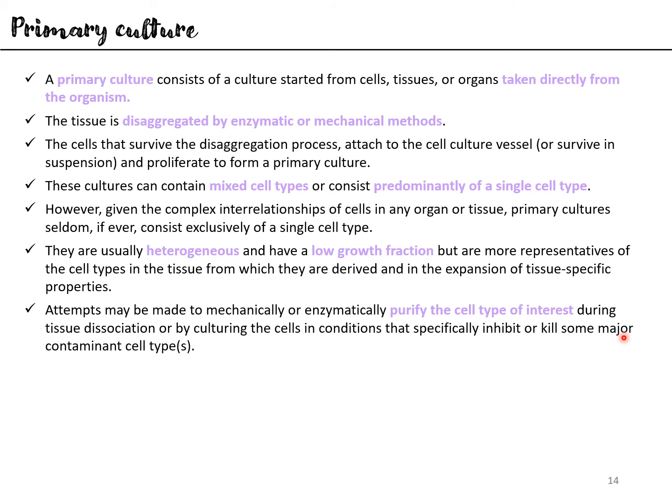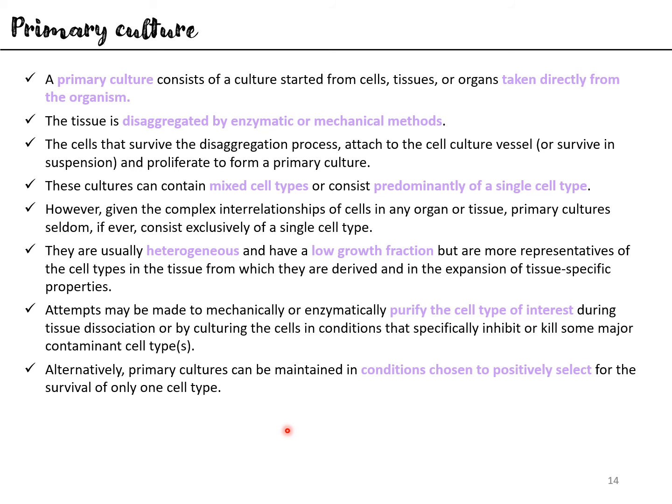Now, attempts may be made to mechanically or enzymatically purify the cell type of interest during tissue dissociation. So you can do that. During the dissociation process, you try to purify your cell type of interest, or by culturing the cells in conditions that specifically kill or inhibit some major contaminant cell types. Contaminant in the sense that it is an undesired cell type. You do not want it in your culture.